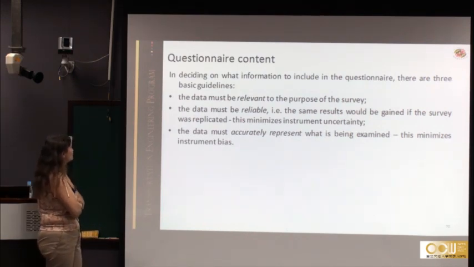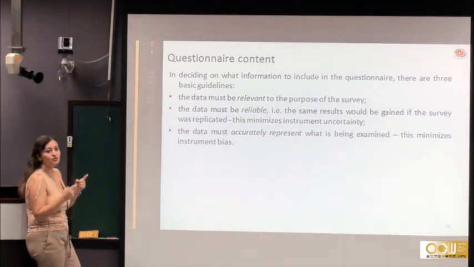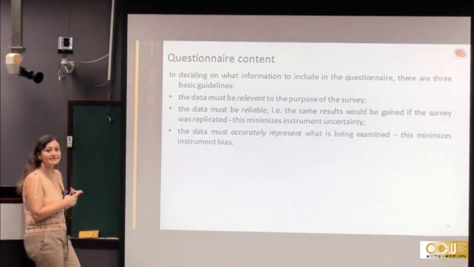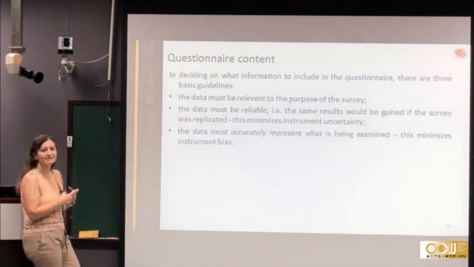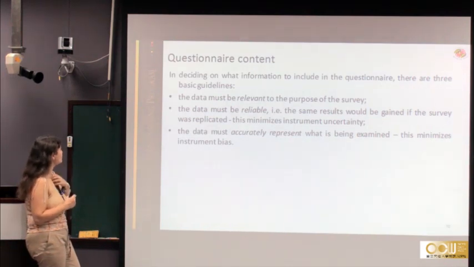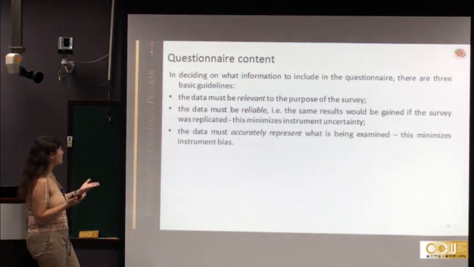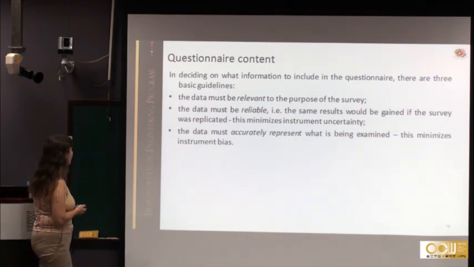In deciding about the information that you want to collect, you need to have three basic guidelines. First of all, you need to determine the relevant information that you want to collect with your survey. So if you want information about travel patterns, you need to collect information about travel patterns, about departure time, about vehicle ownership. This is really the content of the questionnaire. The data that you are collecting must be reliable in the sense that it can be replicated, and you need to minimize instrument uncertainty, and you need to have an accurate representation of the problem that you are analyzing.